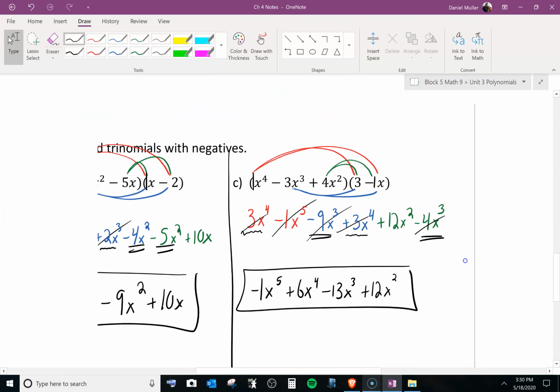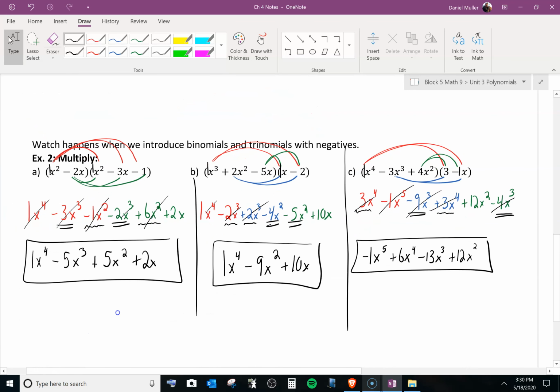Okay, so I'll just zoom out here. There's some higher exponents, but this stuff is always the same. Multiply the coefficients, and then add the exponents for all the common variables, and then add any like terms that are after that. So those are the 3 questions. We're done for this.